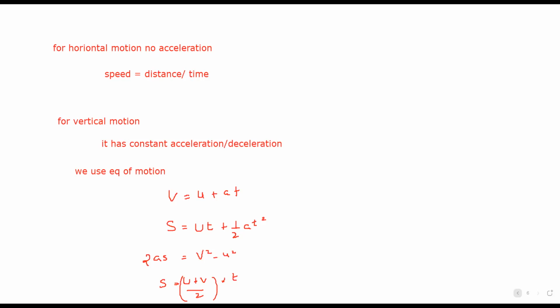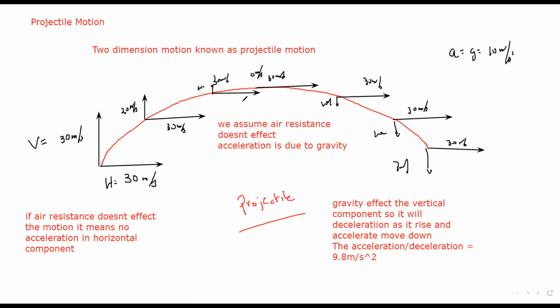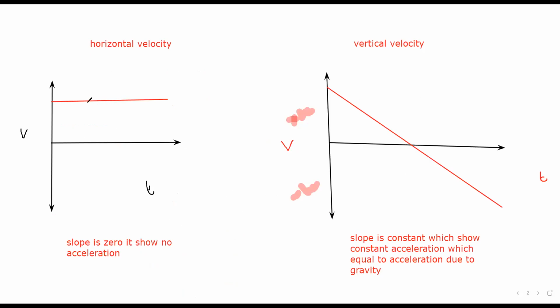For projectile motion, I'll share another link for the session and discuss questions related to projectiles. A projectile motion is a two-dimensional motion. Horizontally, there is no acceleration. Vertically, it accelerates and decelerates, which is due to gravity. The vertical component changes throughout the motion, but the horizontal component remains unchanged. So if we make a velocity time graph, for horizontal it will be constant, whereas vertical velocity, if we sketch it, will be maximum in the beginning, start to decrease, and eventually increase.